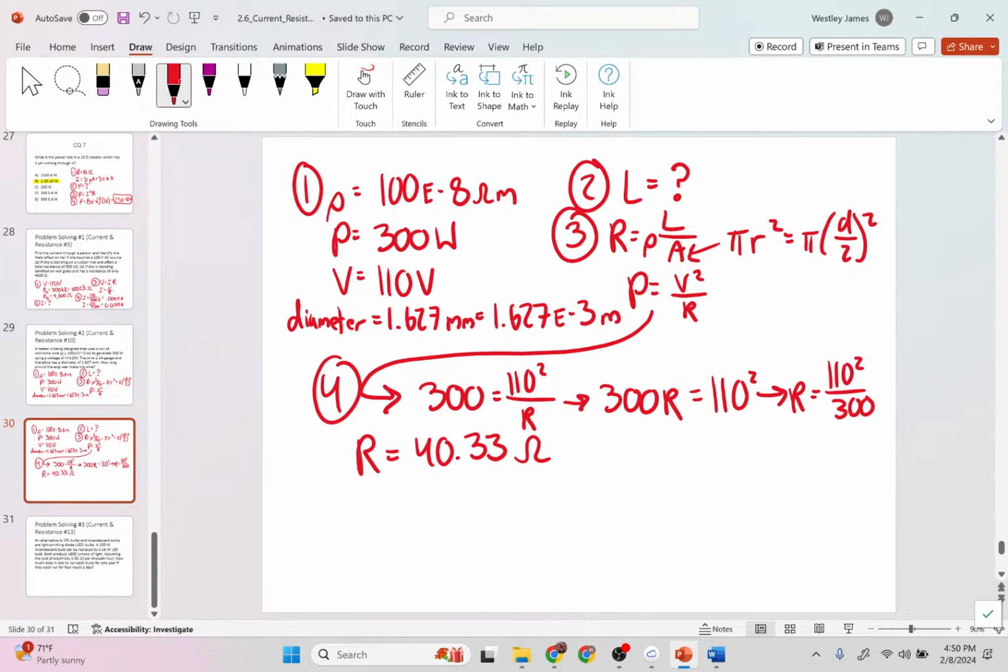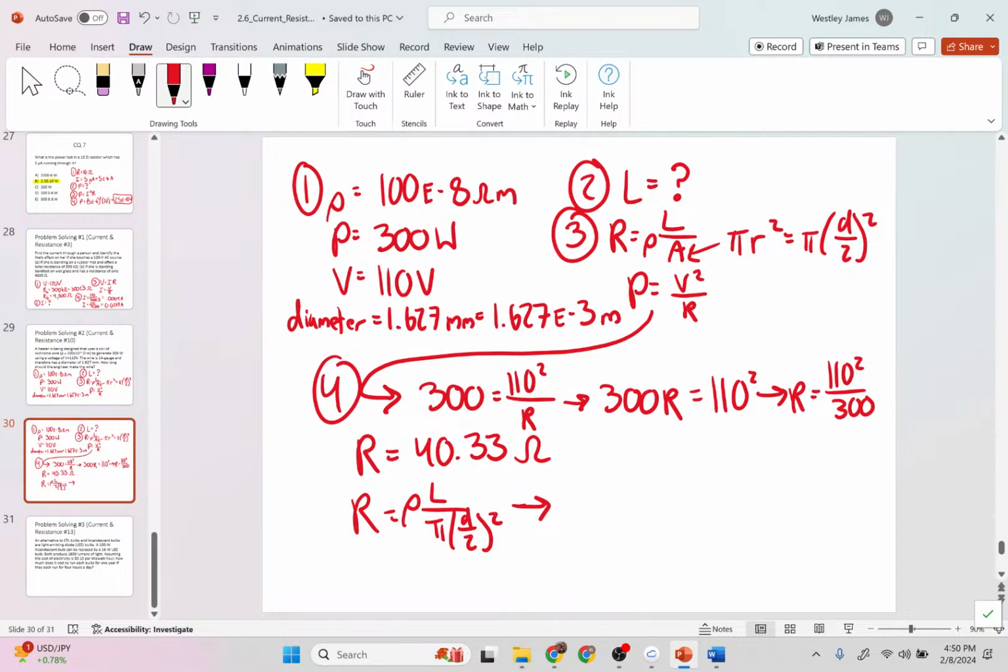All right, so now we're going to take this equation. We're going to take R equals rho L over pi times diameter over 2, squared. So remember I replaced, that rho is on top just to clarify that. I replaced area with pi r squared, and I replaced r with diameter over 2, because that's the definition of diameter. If that's something you feel like you're going to forget, put it on your note card.